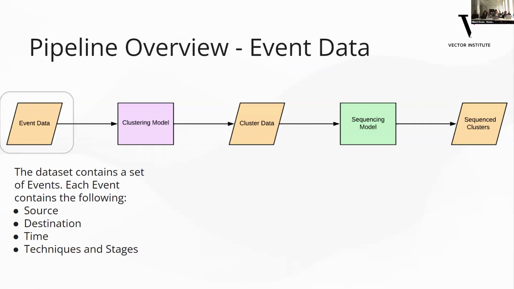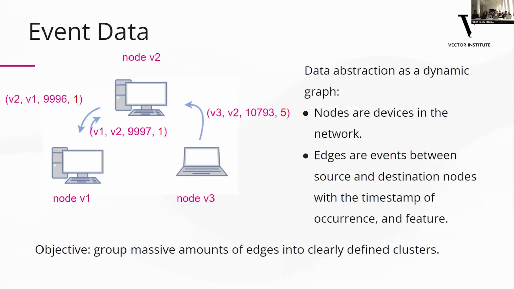So let's start with event data. We have mentioned that each event contains a source device, a destination device, a timestamp, and then information associated with this communication. We abstract this into a dynamic graph on the network. So nodes are devices in the network, and edges are events between source and destination with a timestamp and associated features. And our objective is to group a massive number of edges into clearly defined clusters.